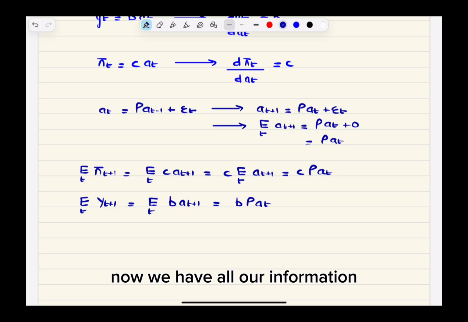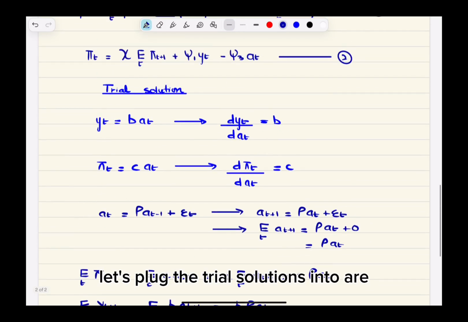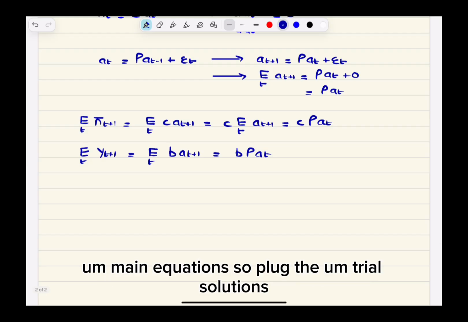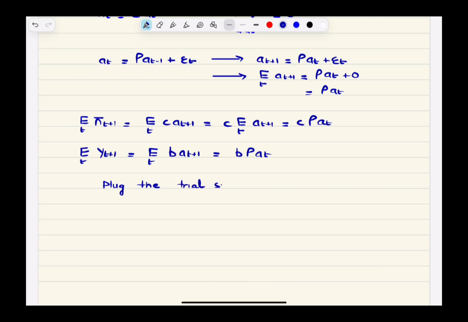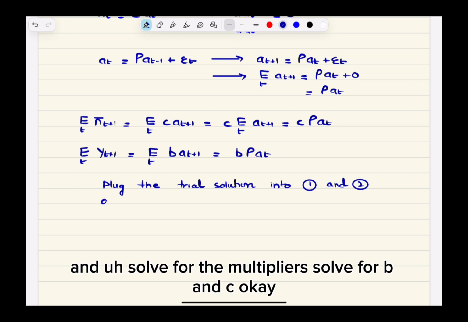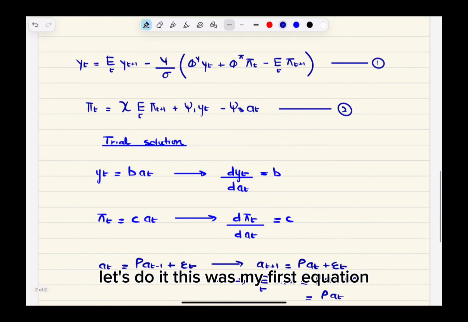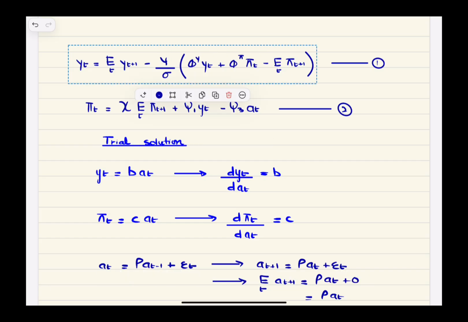Now we have all our information. Let's plug the trial solutions into our main equations 1 and 2, and solve for the multipliers. Solve for b and c. Okay, let's do it. This was my first equation.